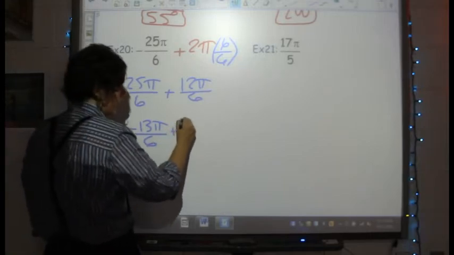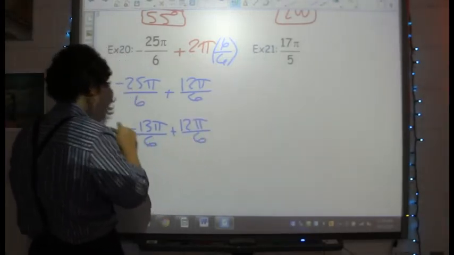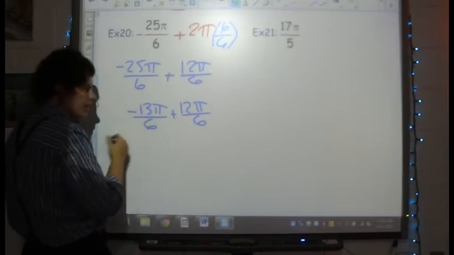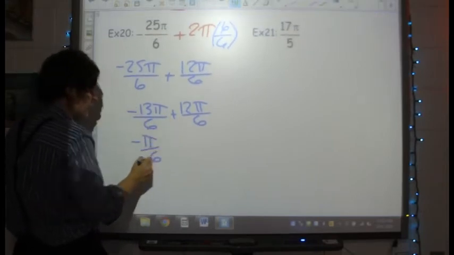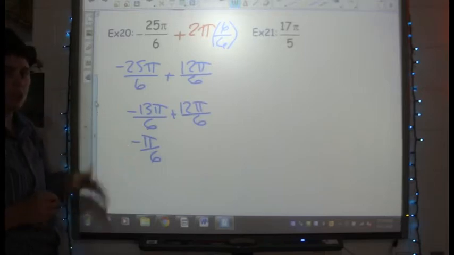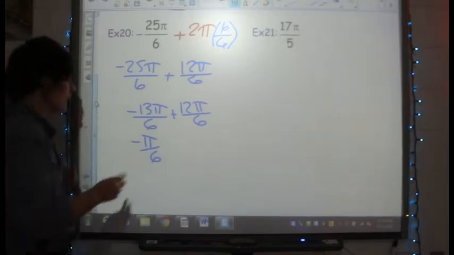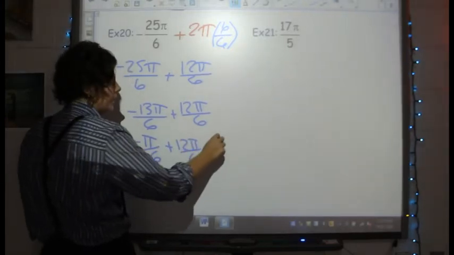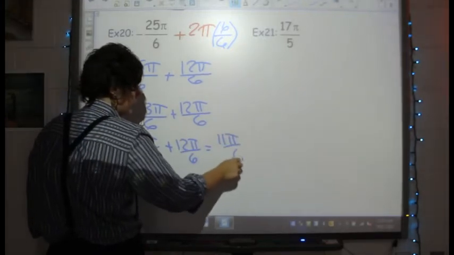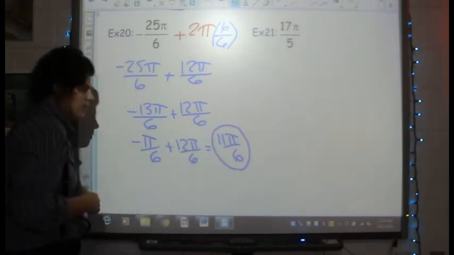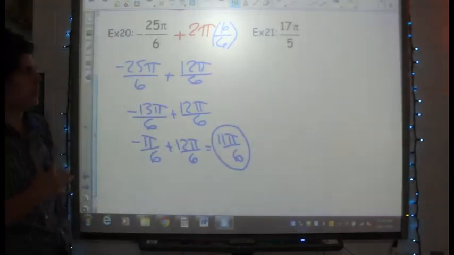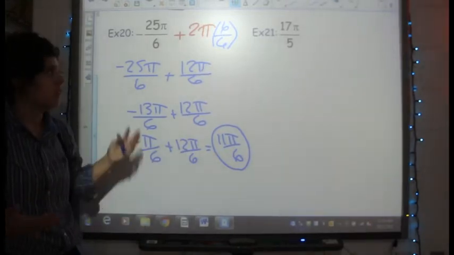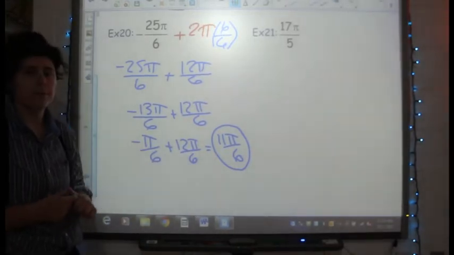So I'm going to add 12 pi over 6 again. And when I do that this time, I still get negative pi over 6, which is not between 0 and 2 pi or 0 and 360. So again, I've got to add 12 pi over 6. And when I do that this time, I wind up with 11 pi over 6, which is between 0 and 2 pi or 0 and 360, so I'm good. Again, now might be a great time for you to pause the video and try number 21.